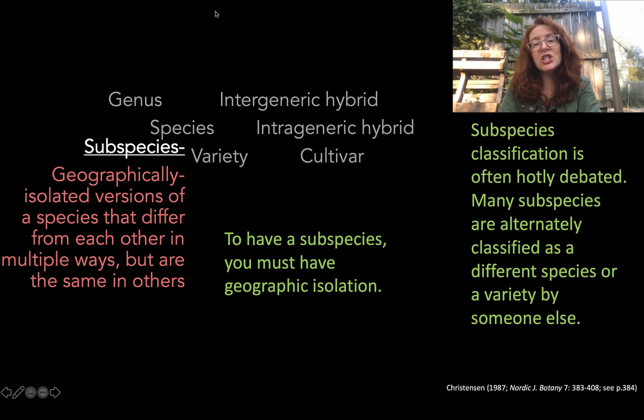The classification of subspecies is debated by scientists. Many botanists will classify subspecies as a different species rather than a subspecies. Other people classify it as a variety. So, klaxon warning here. A lot of plants that you may see identified as just a species may elsewhere be identified as a subspecies, and vice versa.